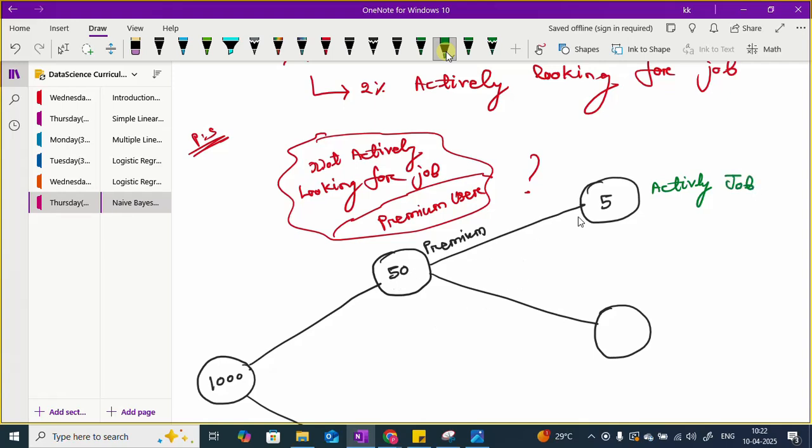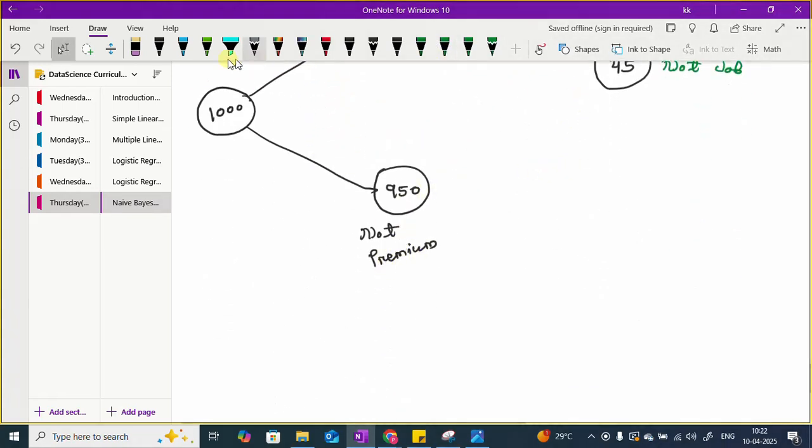Then 50 minus 5, how much? 45. They are not looking for a job. Just in short, I'm writing no job. Okay, no job. Similarly, come to the non-premium part. Very simple.